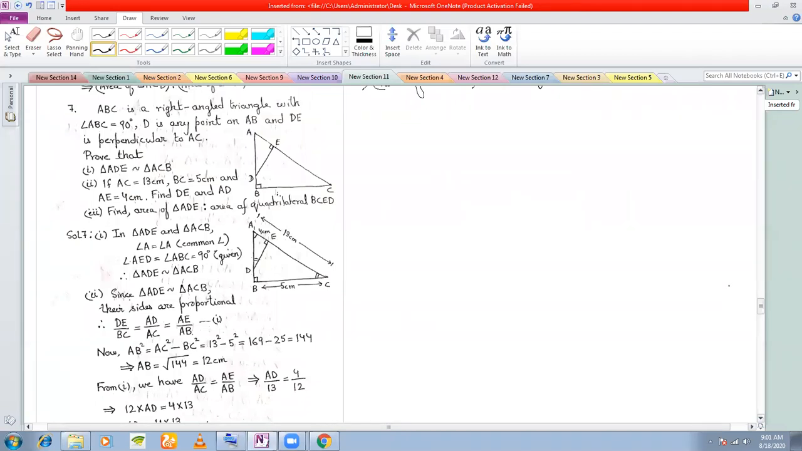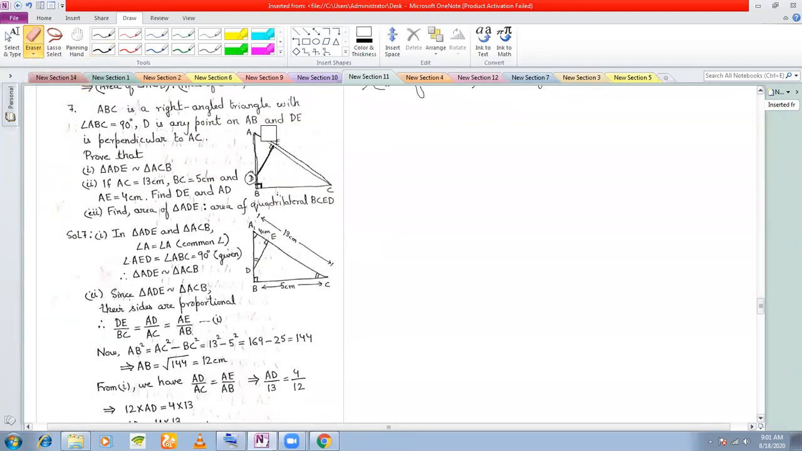In this problem, I have ABC is a right angle triangle with angle ABC equal to 90 degrees. So this angle ABC is 90 degrees. D is any point on AB. So this D is any point on this side AB, and DE is perpendicular to AC. So this line DE is perpendicular to this line AC. Okay, this is what is given to you.